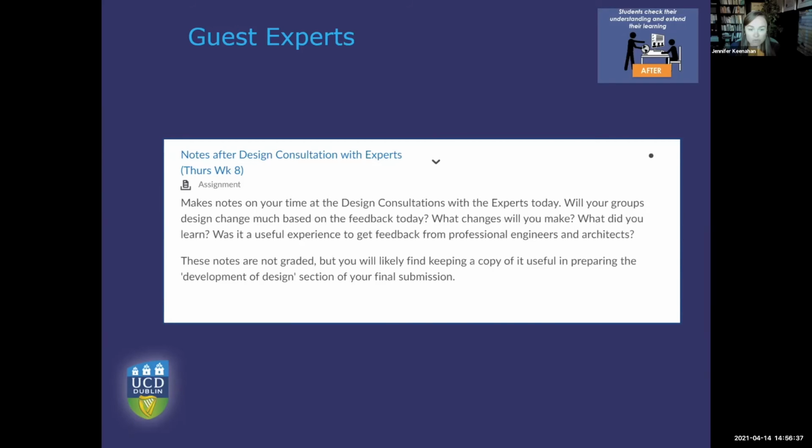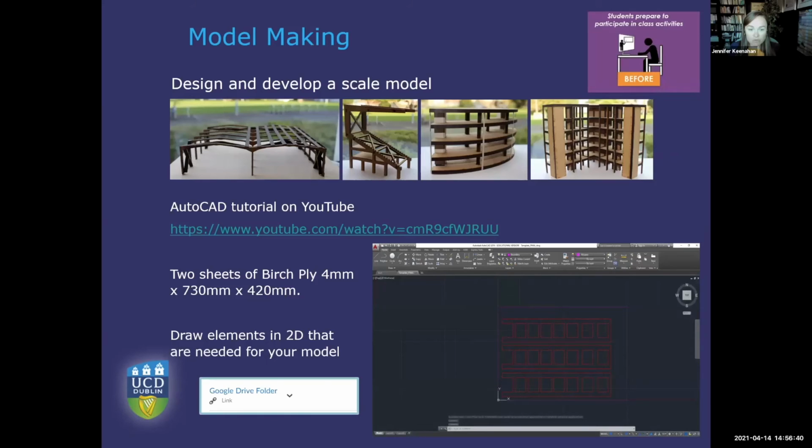And that led straight away into a model making activity where I asked students to design and develop scaled models of their building designs. Before this activity, I asked students to watch tutorials on YouTube about how to draw their design in 2D. I advised them that they'll be given a certain amount of material, in this case 2 sheets of birch ply of a certain thickness, and that they must draw out in 2D those pieces they will need to cut in the lab to then construct their model.